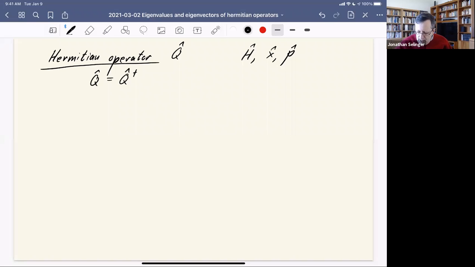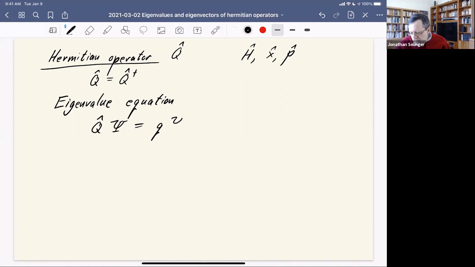Okay, and now the idea is that we can sometimes have an eigenvalue equation. And the eigenvalue equation says that if this operator acts on a function, it gives you just a number, a scalar, times that function. So this looks just like the eigenvalue equation for a matrix acting on a vector, giving you a scalar times that vector. And so here, if we want to label the things, say this is the operator. This little q is the eigenvalue.